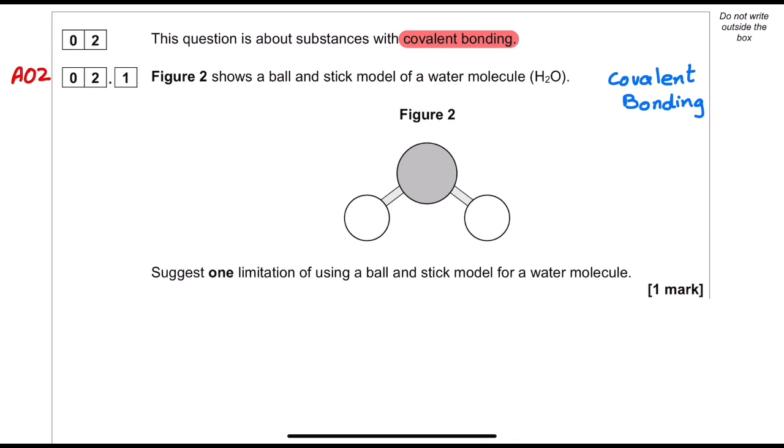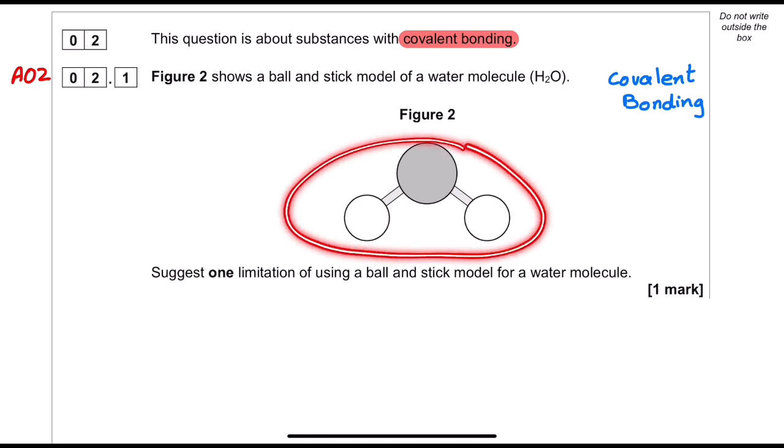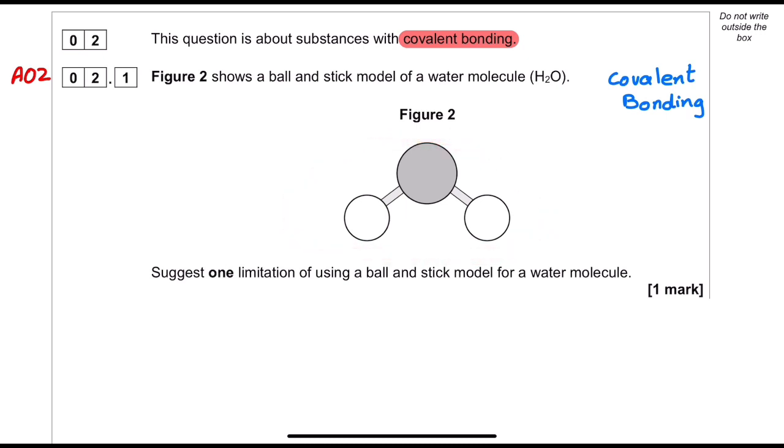So, just one limitation of using a ball and stick model for a water molecule. If you look at the molecule in figure number 2, we can see that there is no proper scale for the model. We can't see the shells present in hydrogen and oxygen. We can't see the electrons being shared between oxygen and hydrogen. It is not a 3D structure, therefore it is very difficult to discuss the arrangement of the atoms in the air.